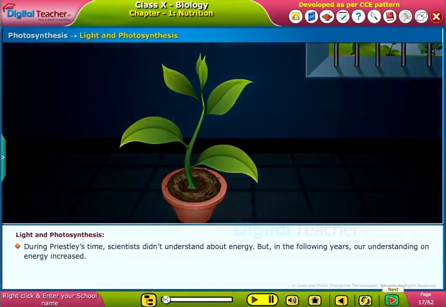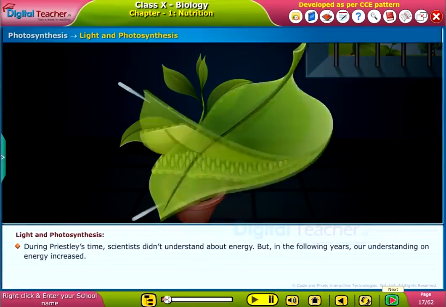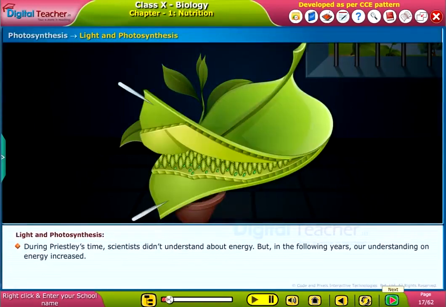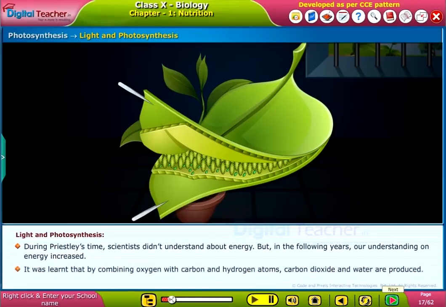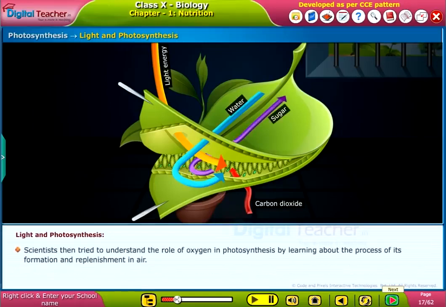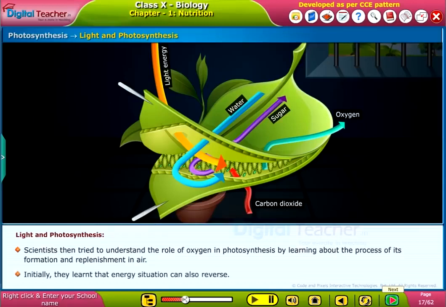During Priestley's time, scientists did not understand energy, but in the following years, our understanding of energy increased. It was learnt that by combining oxygen with carbon and hydrogen atoms, carbon dioxide and water are produced. Scientists then tried to understand the role of oxygen in photosynthesis by learning about the process of its formation and replenishment in air. Initially, they learned that the energy situation can also reverse.